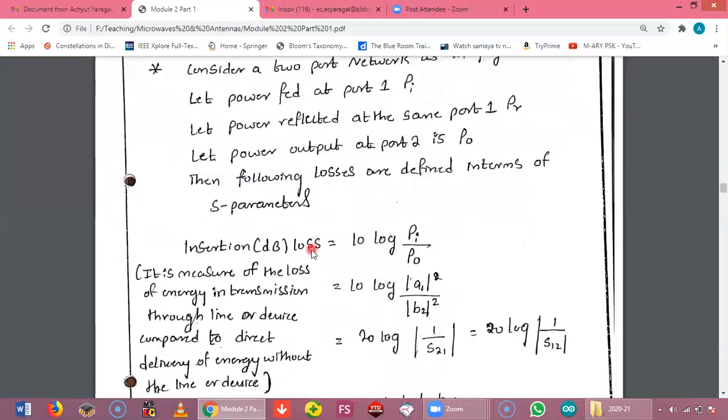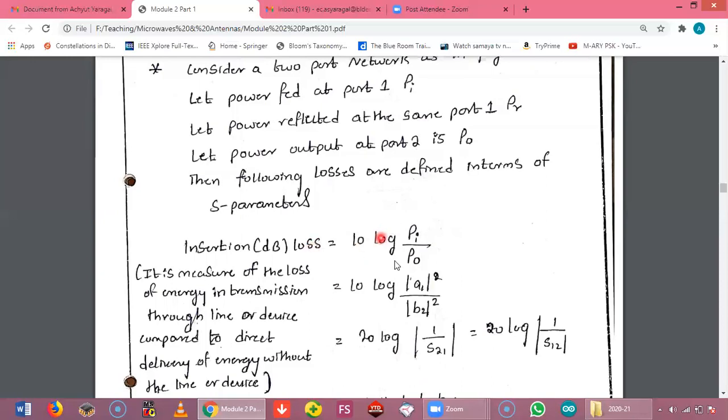Insertion loss is the loss incurred in transmission through a line or a device, compared to delivering the energy directly without the line or device. The power or energy transmitted with the help of a line or a device is compared with the direct delivery of the power without the line or device. This is how we understand insertion loss, how much has been lost.